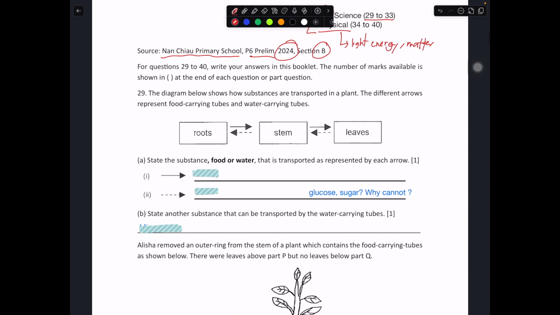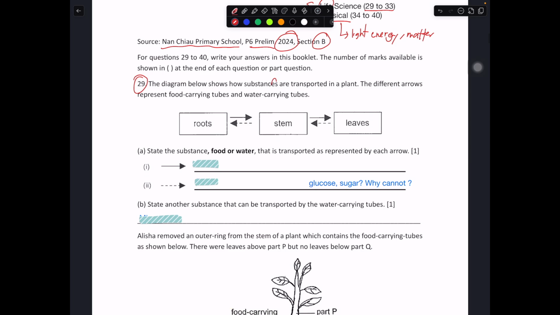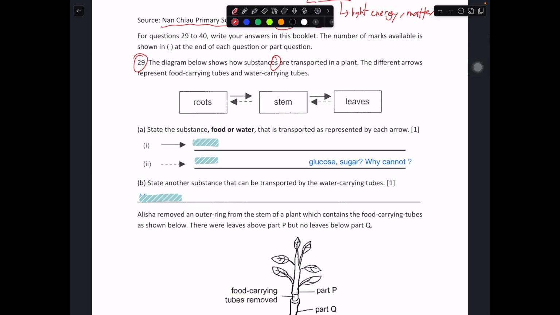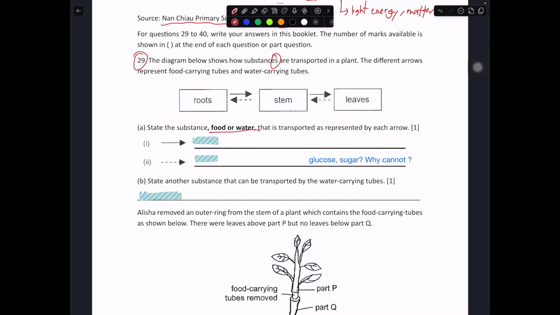Okay, so let's take a look at question number 29. The diagram below shows how substances are transported in a plant. The different arrows represent food and water carrying tube. So name the substance that is being transported by each arrow. So you take a look, this arrow is going through here and it comes out from the roots. So that means this arrow, the darker line, will be your water, definitely water, straightforward. Then the other must be your food. Try not to put glucose or sugar, because they already tell you food. Just stick to the term that it already told you.